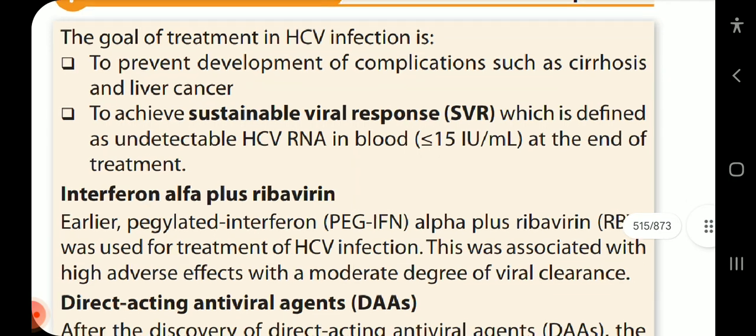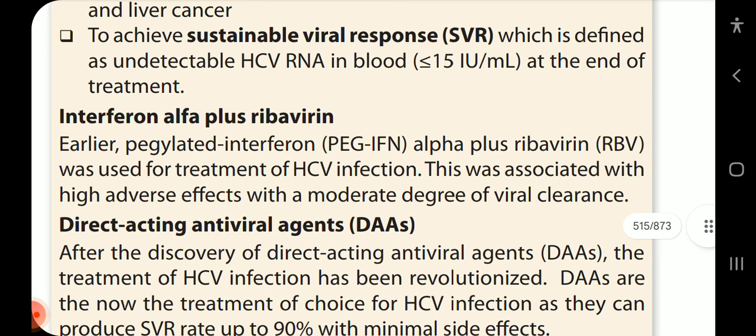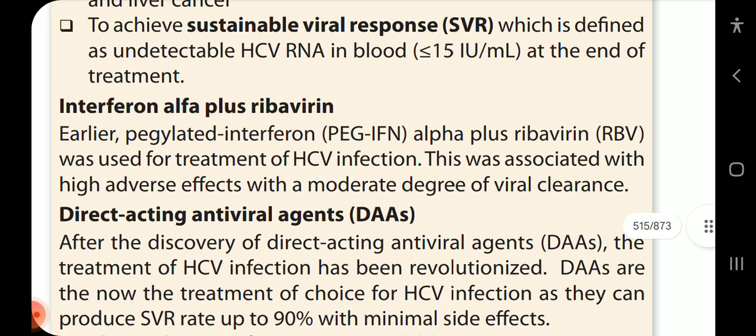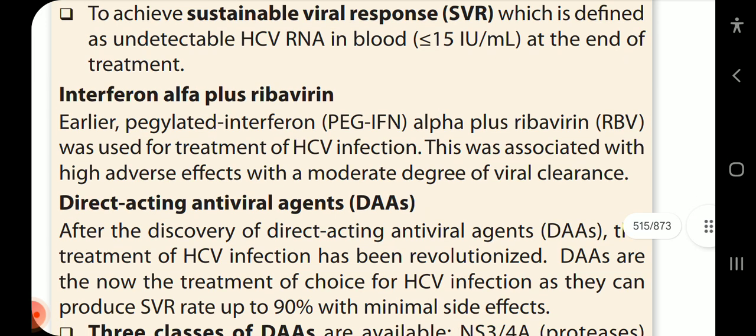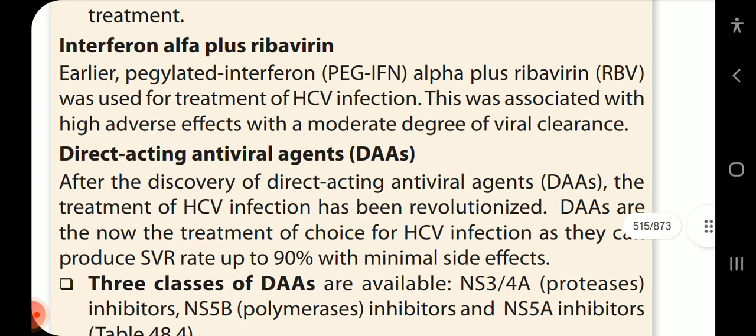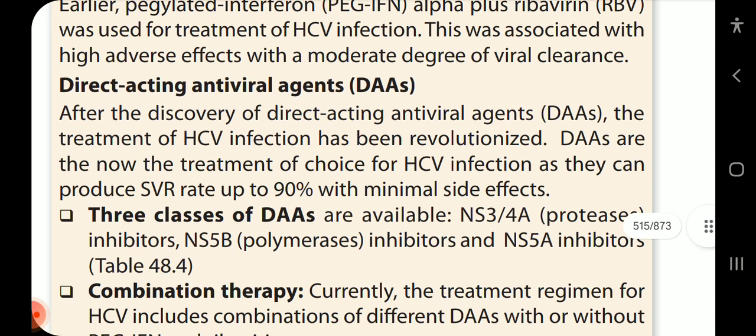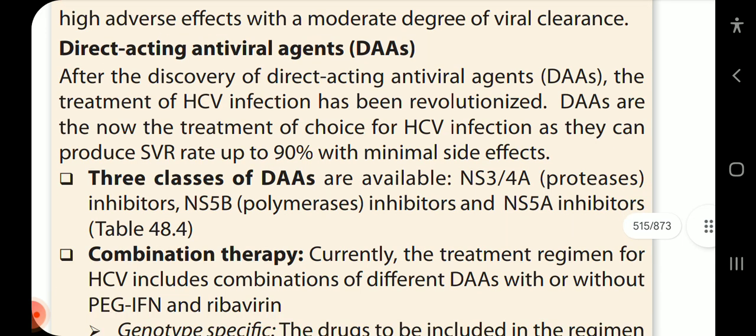Treatment of hepatitis C. The goal of treatment in HCV infection is to prevent development of complications such as cirrhosis and liver cancer, and to achieve sustained viral response, SVR, which is defined as undetectable HCV RNA in blood, less than 15 international units per ml, at the end of treatment. Interferon alpha plus ribavirin, earlier pegylated interferon, PEG-IFN alpha plus ribavirin, RBV, were used for treatment of HCV infection. This was associated with high adverse effects with a moderate degree of viral clearance.